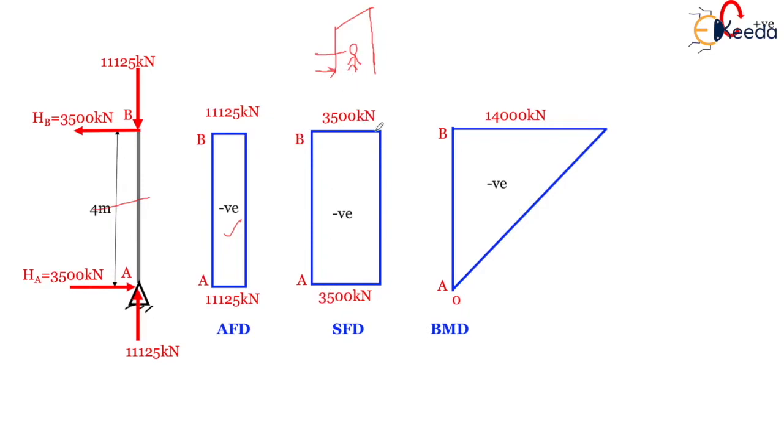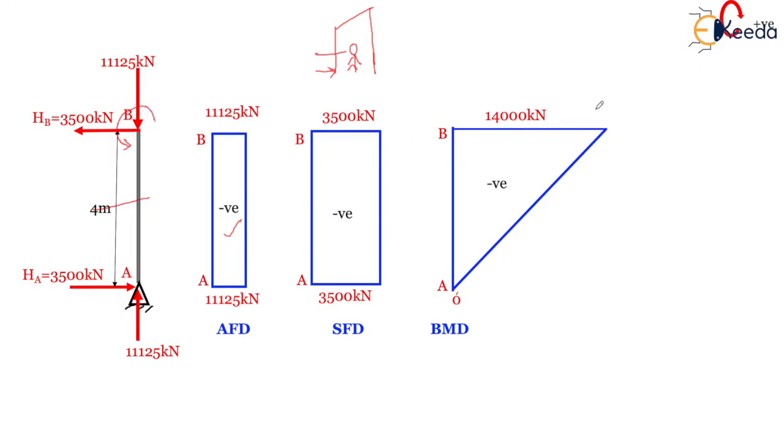Okay, so 3500 we have plotted. And even the bending moment diagram, okay, at this point bending moment is 0, but at this particular point it is 14,000 kilonewton meter. Okay, so this is making an anti-clockwise rotation over here.